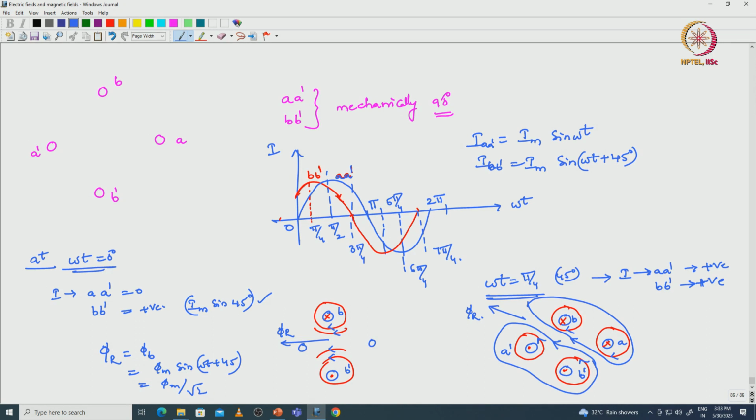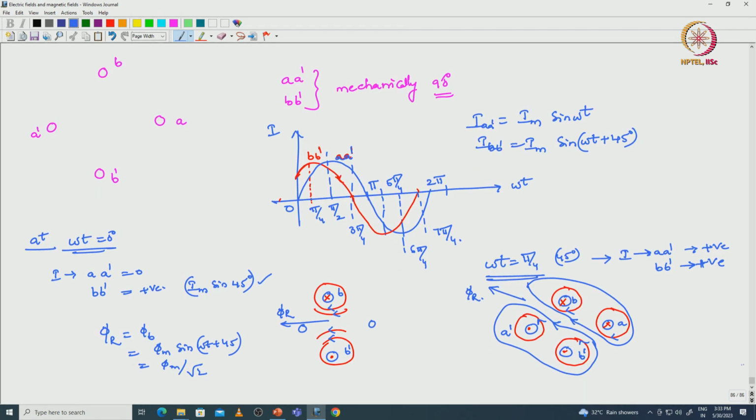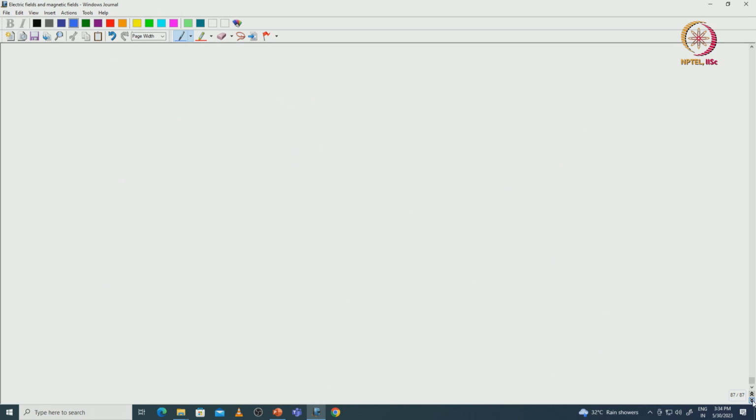Now, we have to find the resultant flux vector magnitude, right. At pi by 4, what is the resultant vector magnitude? So, from our vector analysis, phi b is in this direction and phi a is in this direction, reference vectors where current is positive.